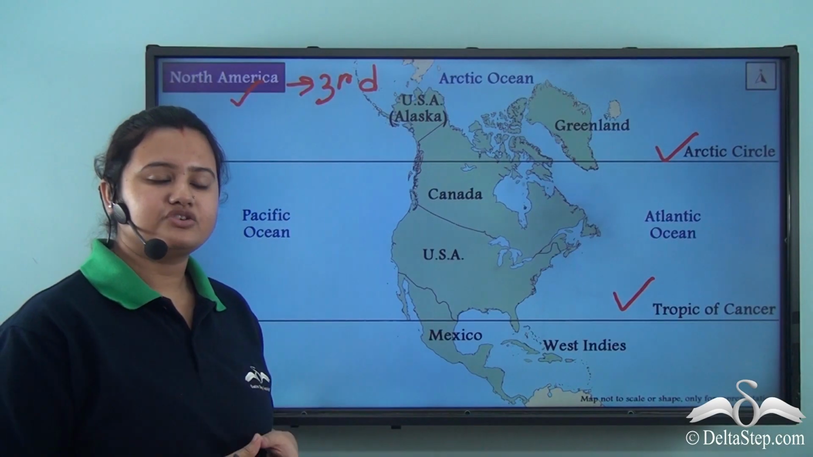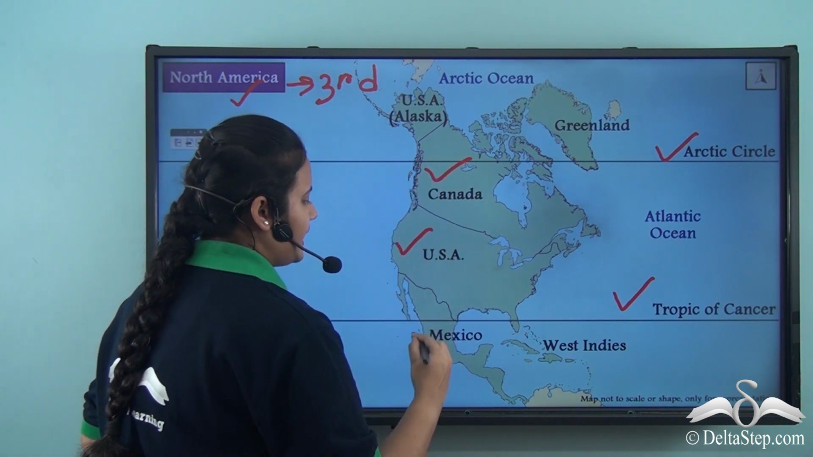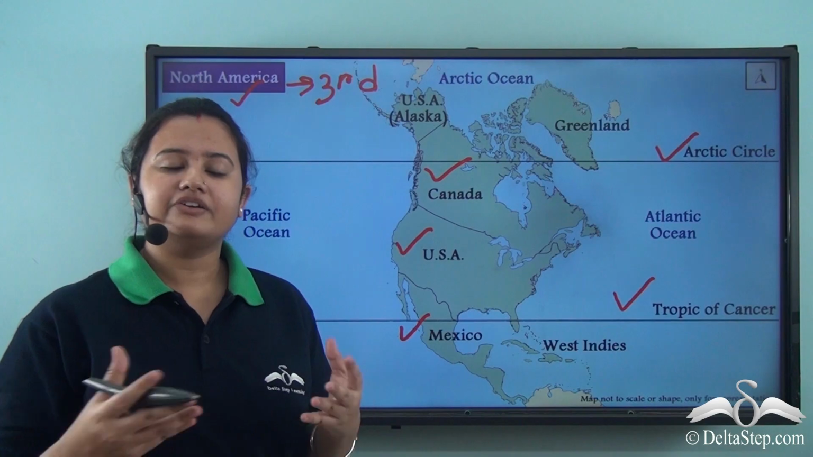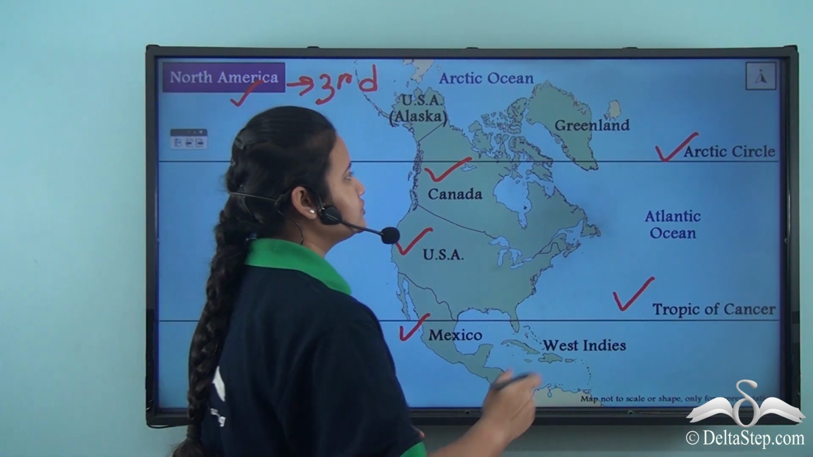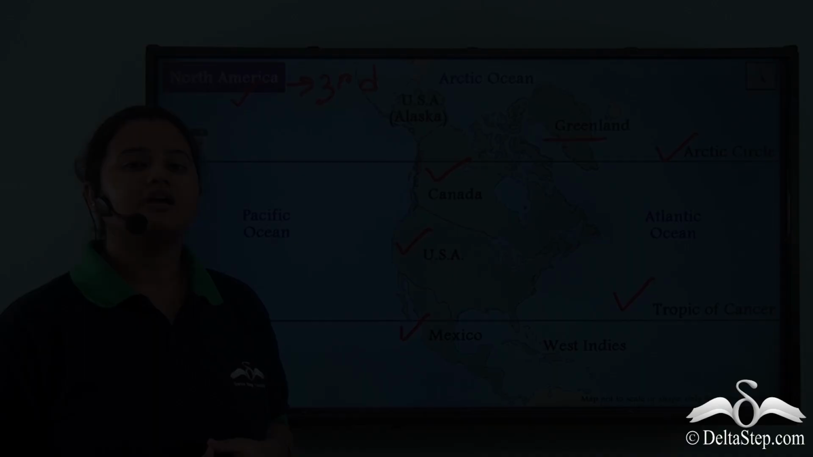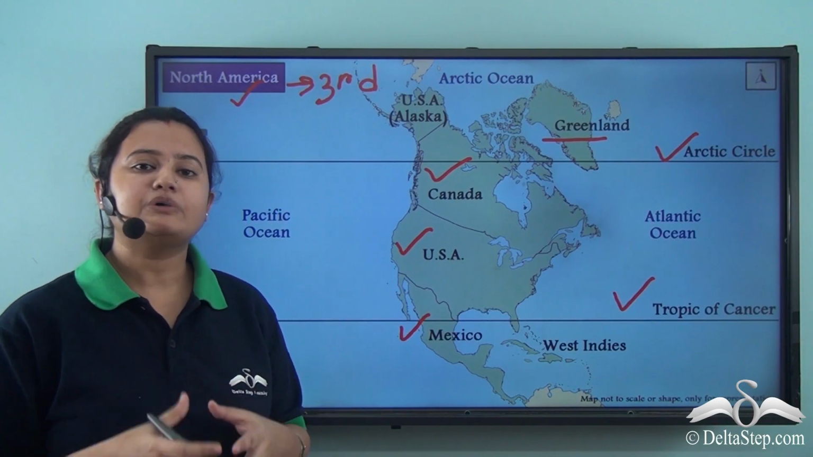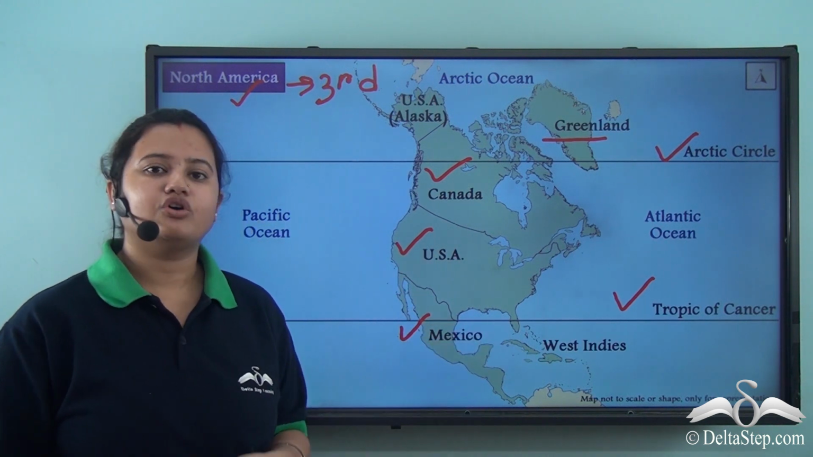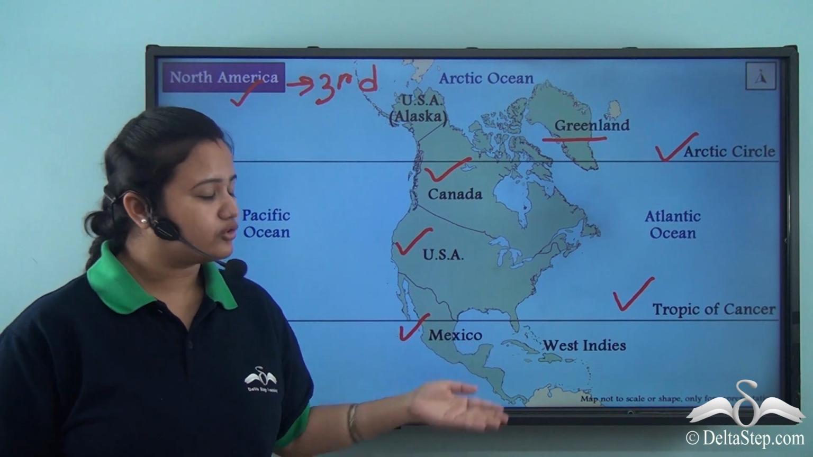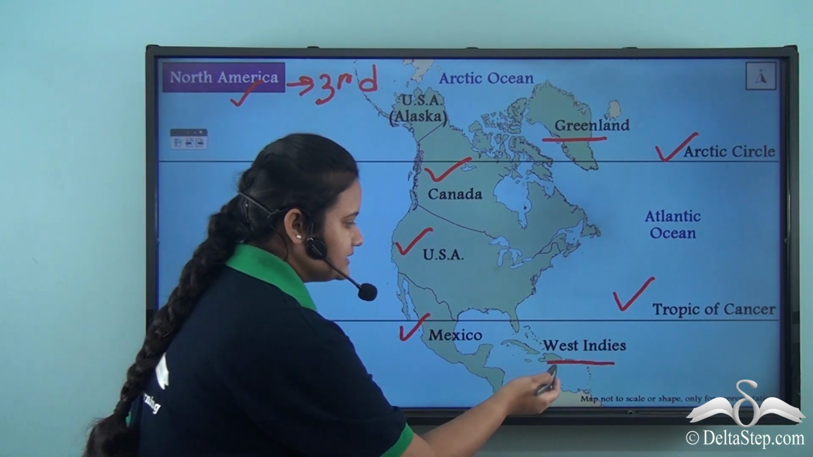The major countries of North America are Canada, USA, Mexico. Well, Greenland, which is the largest island in the world, also belongs to North America. Now Greenland, although it is called green, is actually covered with permanent ice and snow. To the southern part of North America, a small group of islands exist and they are known as West Indies.